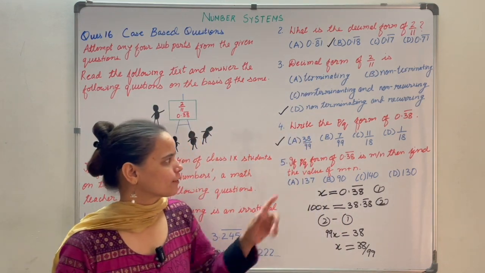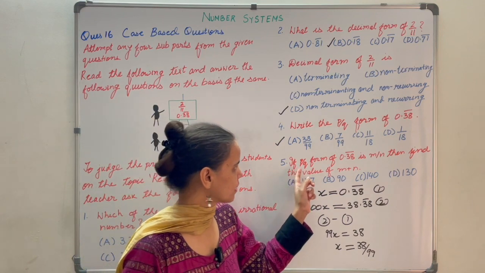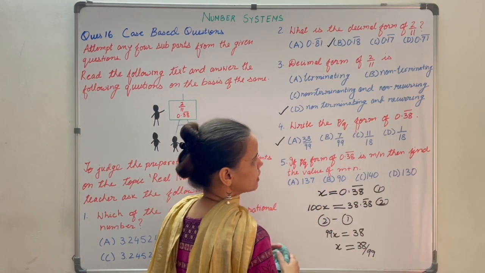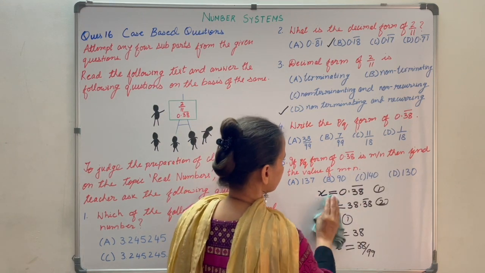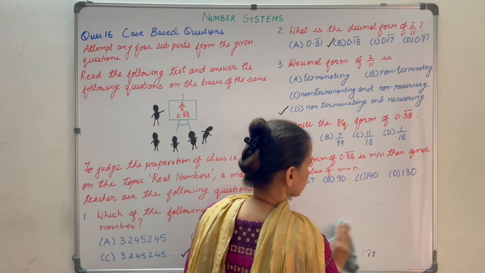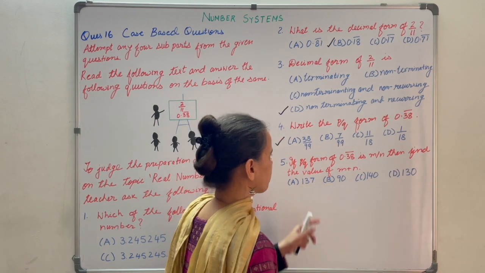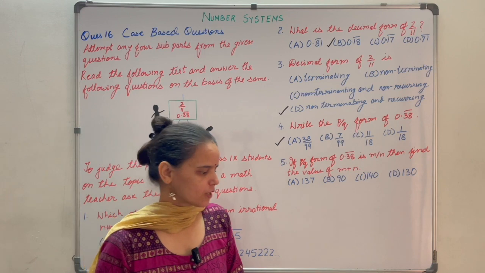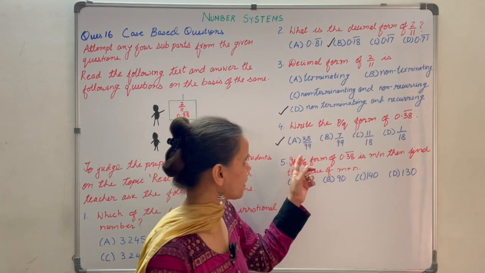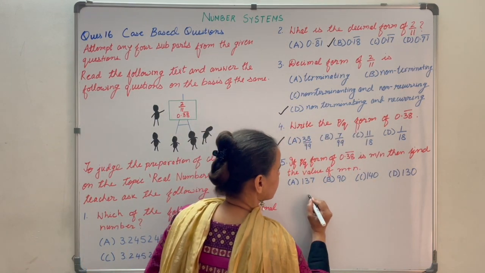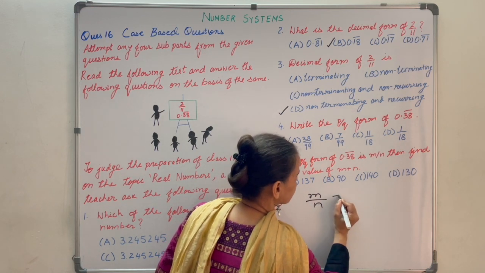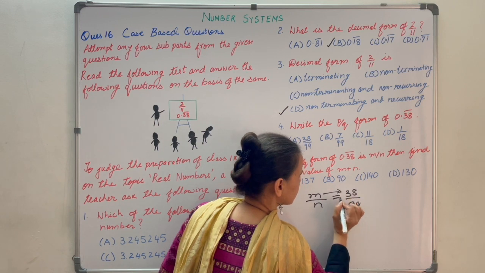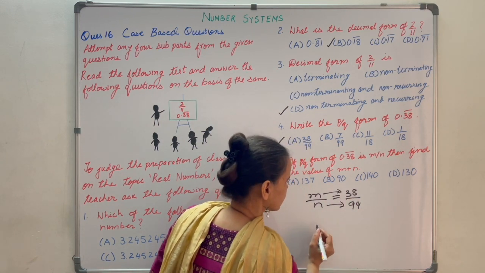Now let us take the fifth question. In the fifth question, if P by Q form of 0.38 bar is m by n, then find the value of m plus n. So here P by Q form of 0.38 bar is m by n, and just now we have calculated the value of m by n. What is that? 38 upon 99. So here the value of m is 38 and the value of n is 99.